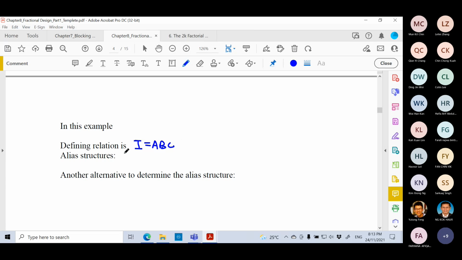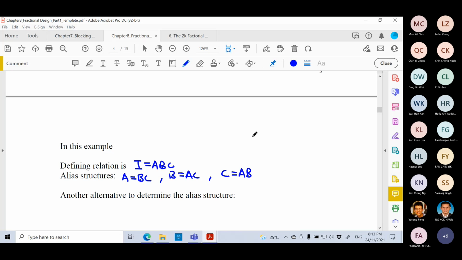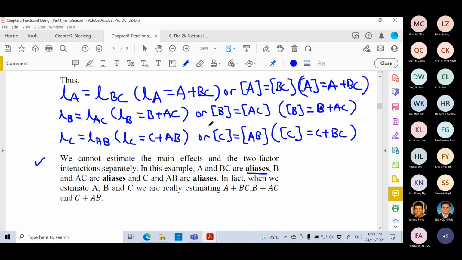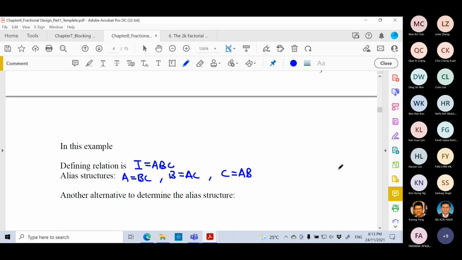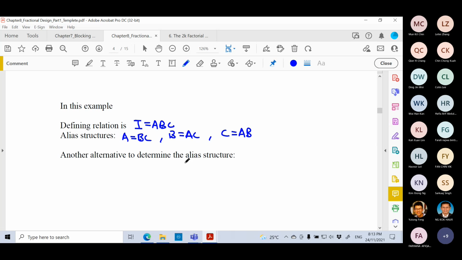So we have the aliases just now. We have A equal to BC. Then the second one, B equal to AC. Then the third one, C equal to AB. Based on the example here, A equals BC, B equals AC, and C equals AB. So how do we get the alias structure using an alternative way?